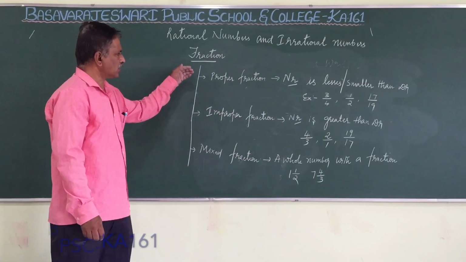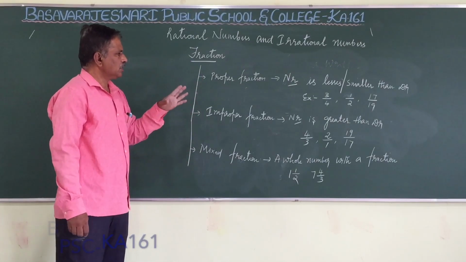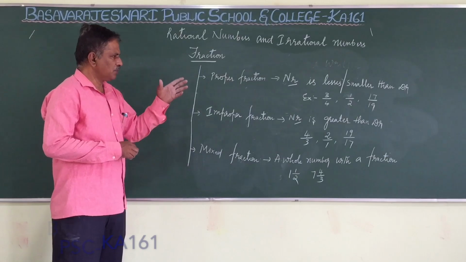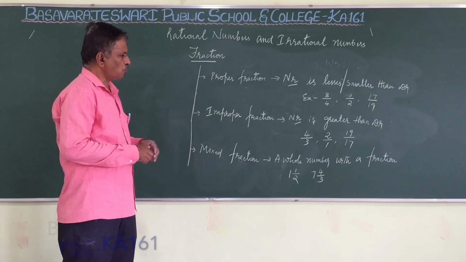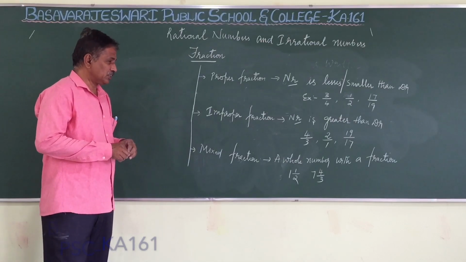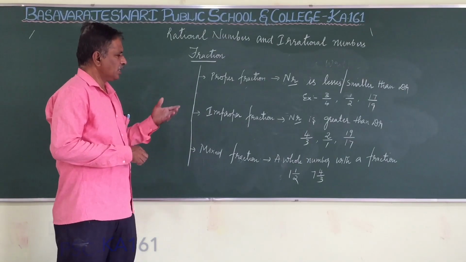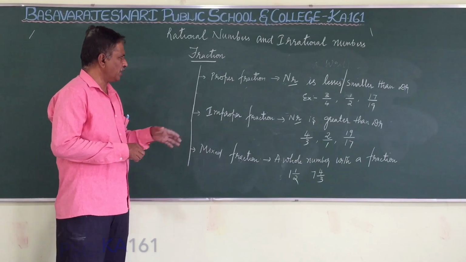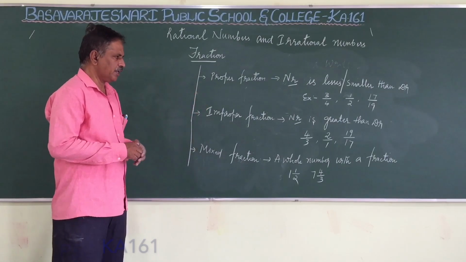So remember, fractions are of three types: proper, improper, as well as mixed fraction. Proper fraction means a fraction in which the numerator is smaller than the denominator. I have given the examples: 3 by 4, 1 by 2, 17 by 19, etc. Improper fraction means the numerator will be greater than the denominator. That is, a fraction in which the numerator is greater than the denominator is called an improper fraction. That is 4 by 3, 2 by 1, 19 by 17.